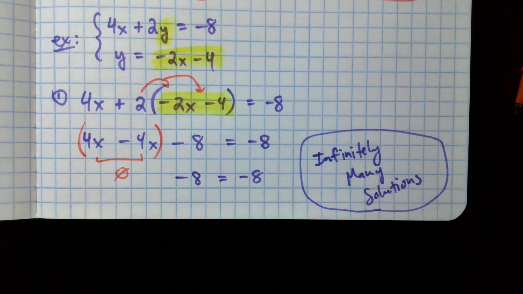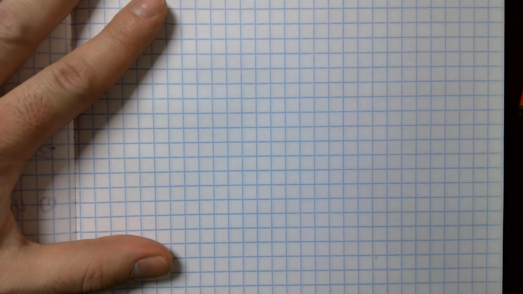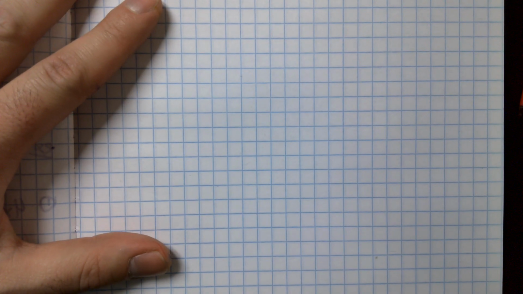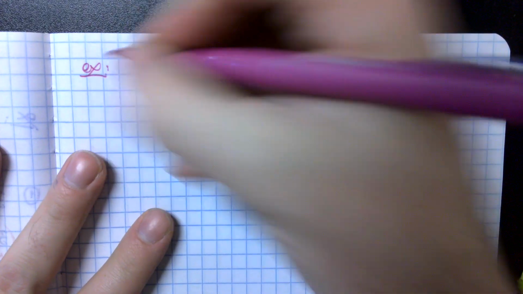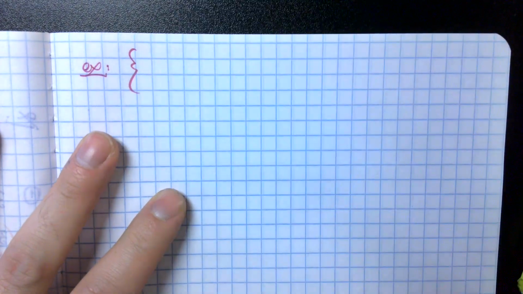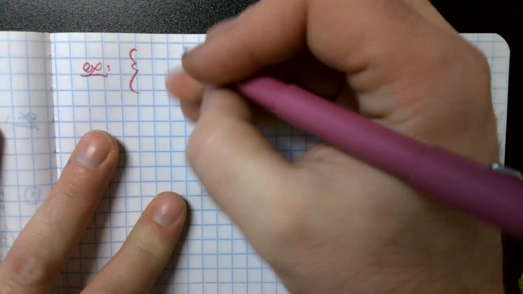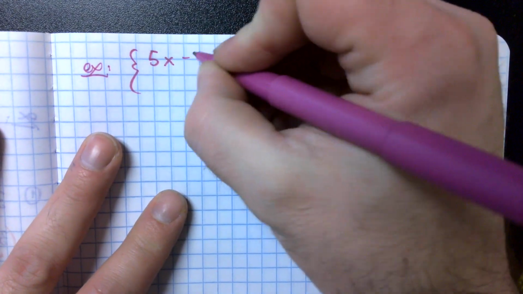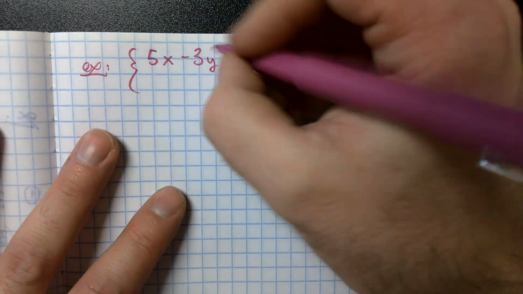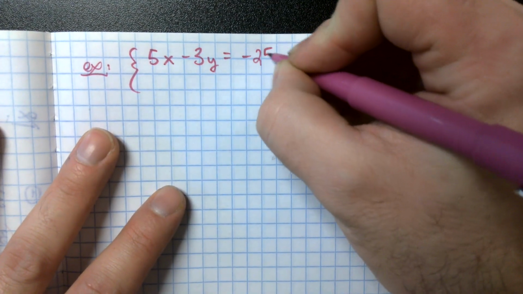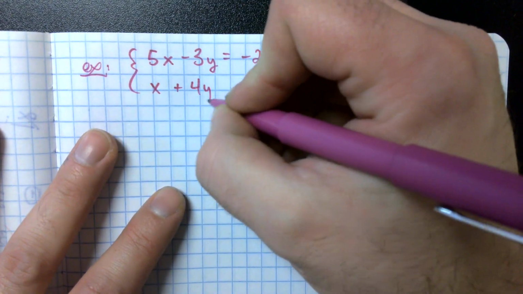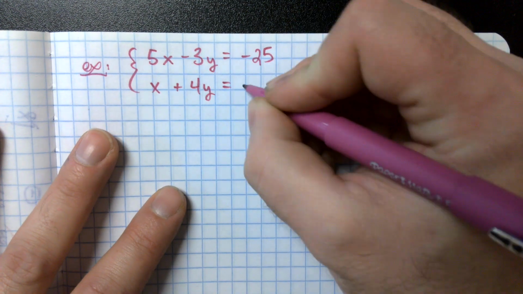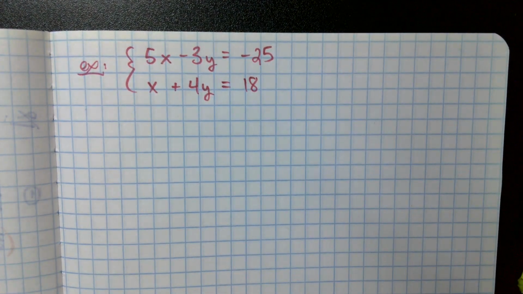One more, shall we? That one was too easy. Let's do example number 3. I got a system here: 5x minus 3y equals negative 25, and x plus 4y equals 18.